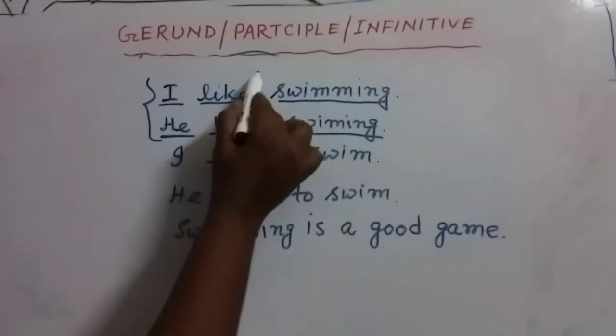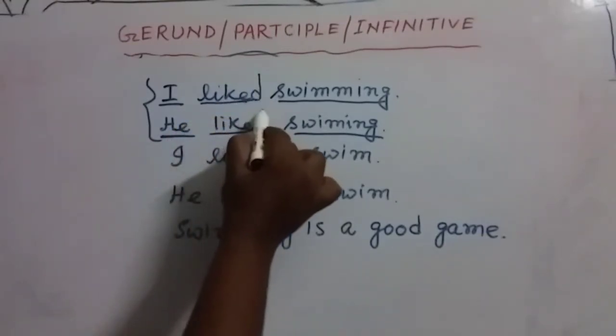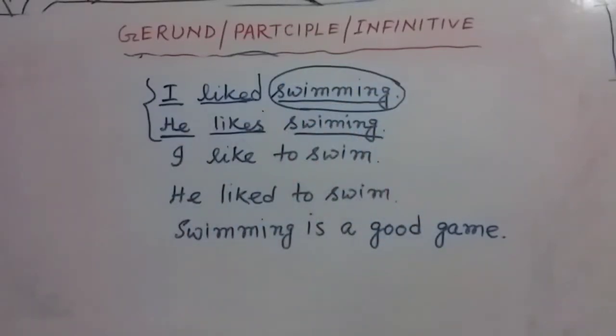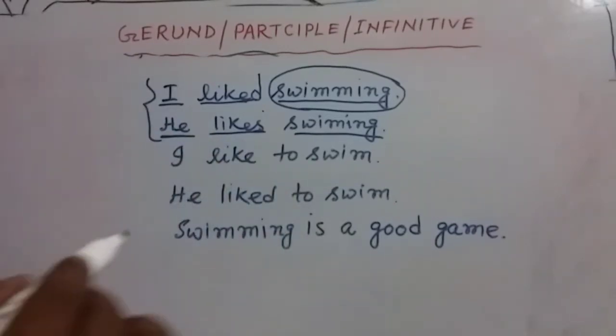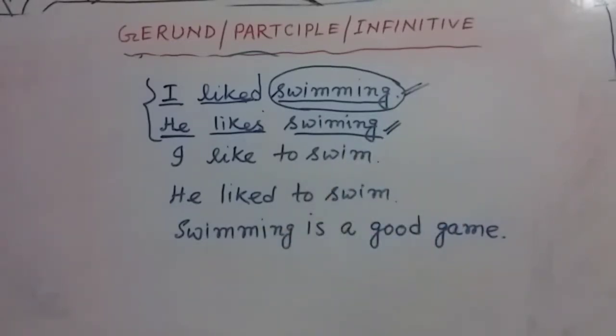If it is past form, I liked swimming, that means this portion will be changed, but this part remains the same. Same thing happens here also. So this part is not changed. That means as per the laws of agreement, subject verb agreement, the verb changes according to the number and person of the subject.